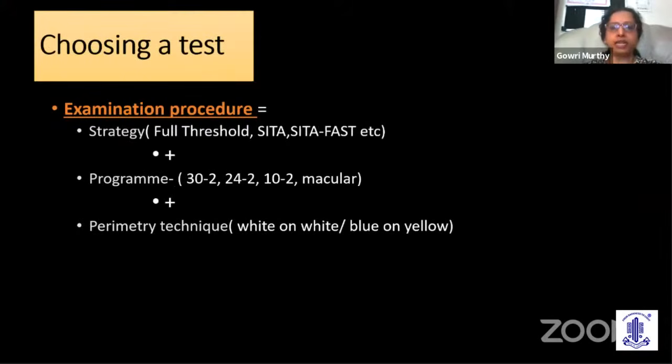When we choose a test, it is a combination of the strategy, which is either full threshold, SITA fast, etc.; the program which is used, the area which is being tested, that is either 30-2, 24-2, 10-2, macular, etc.; and the technique, which is either white on white or blue on yellow, etc. So it is a combination of all these three.